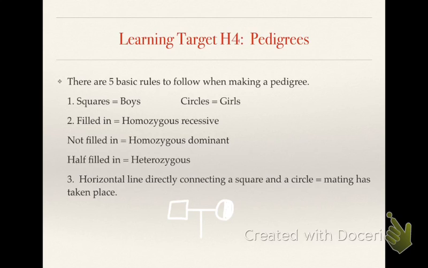So we would draw their offspring down here, and let's say they had a little baby girl, I would draw a circle right here. There's a little pedigree chart. And from that pedigree chart I can tell lots of things.